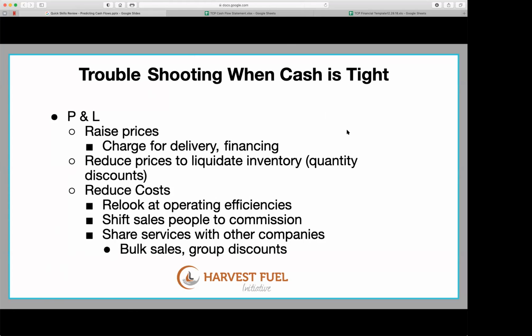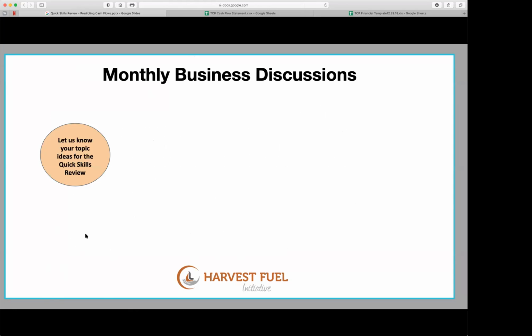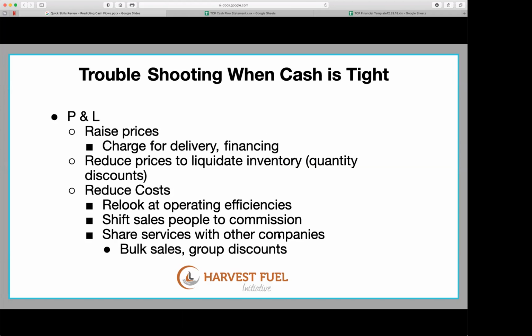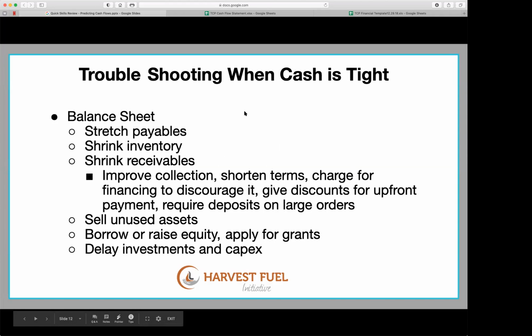Given what we just talked about with working capital and all the different levers that we talked about for how working capital can affect your cash flow, you can now see how these different items can improve your cash when things are tight.